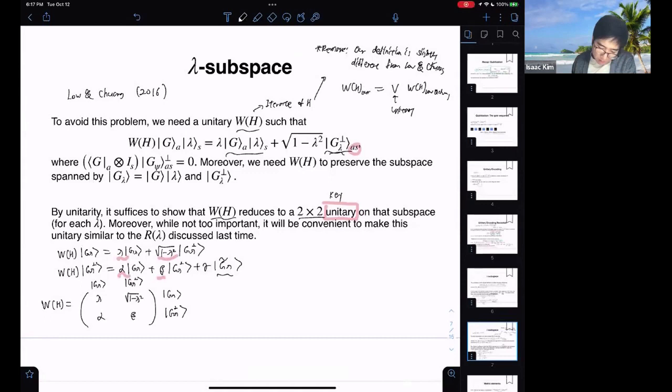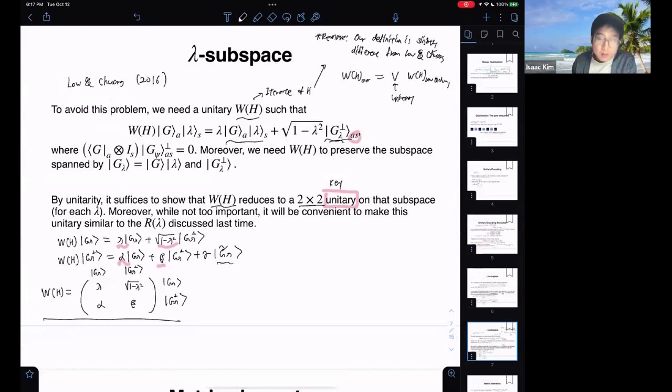And if we demand that WH on the subspace, by which I mean this 2x2 matrix, is unitary, then these two rows must be orthogonal to each other. And therefore, we get this linear constraint.